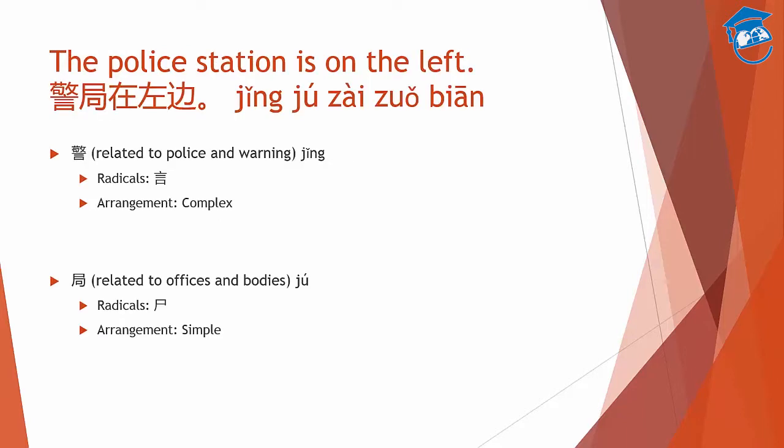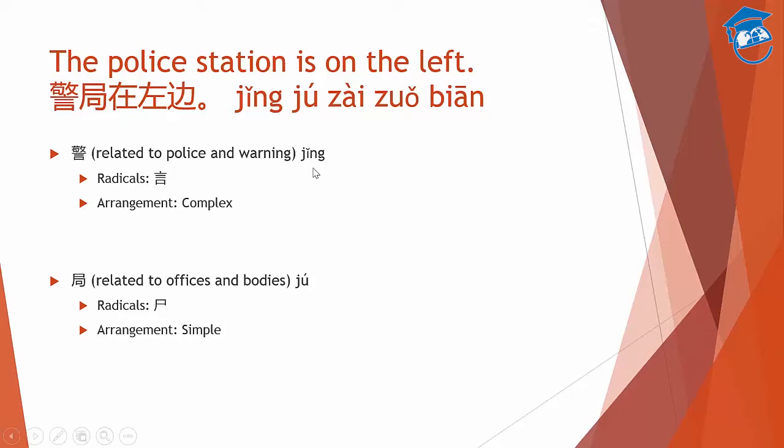The first sample sentence I have here is the police station is on the left. 警局在左边. There are quite a few new words here, so I will go through it slowly. The first word is 警. 警 is related to police and warning, so that's why for police station, 警局, we use this word.